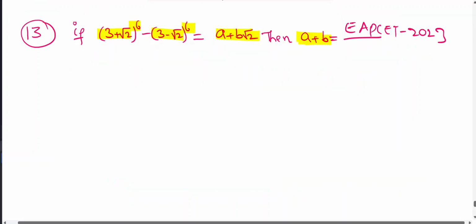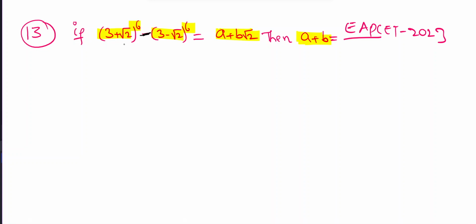It is given that 3 plus root 2 whole to the power of 6 minus 3 minus root 2 whole power 6 is equal to a plus b root 2. Then the value of a plus b is dash. So x plus y whole power n minus x minus y whole power n is equal to a plus b root 2 as given. Here the first term, third term and fifth term are cancelled.